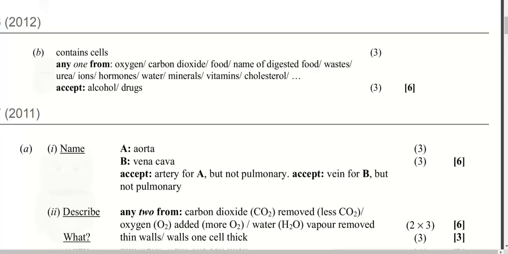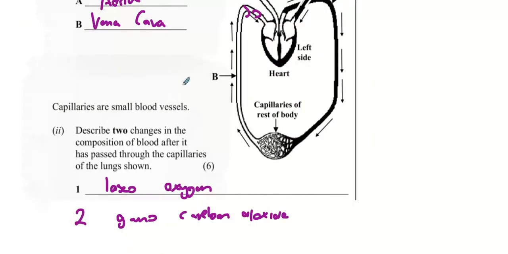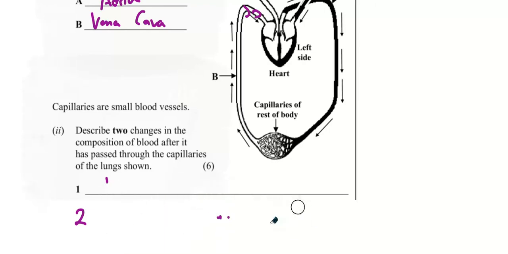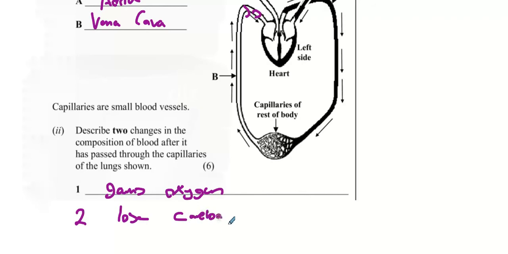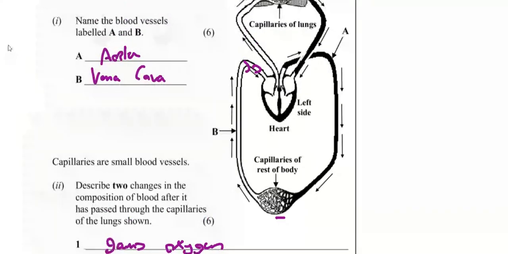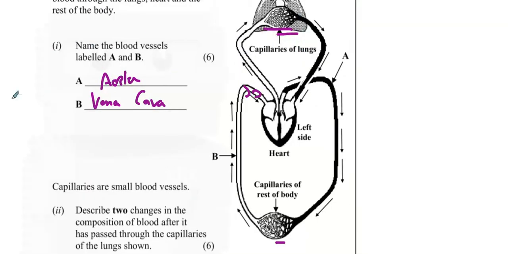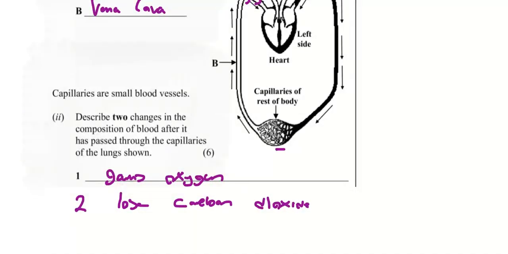Now let's go back. Oh, sorry, my fault. Capillaries of the lungs. Sorry guys, I was doing the capillaries of the rest of the body. Always check your answer. So capillaries of the lungs gain oxygen, because you go to the lungs to gain oxygen and to lose carbon dioxide. I thought it was here, but we're actually talking about the capillaries of the lungs where it goes to gain oxygen. So it's my bad. Moving on.